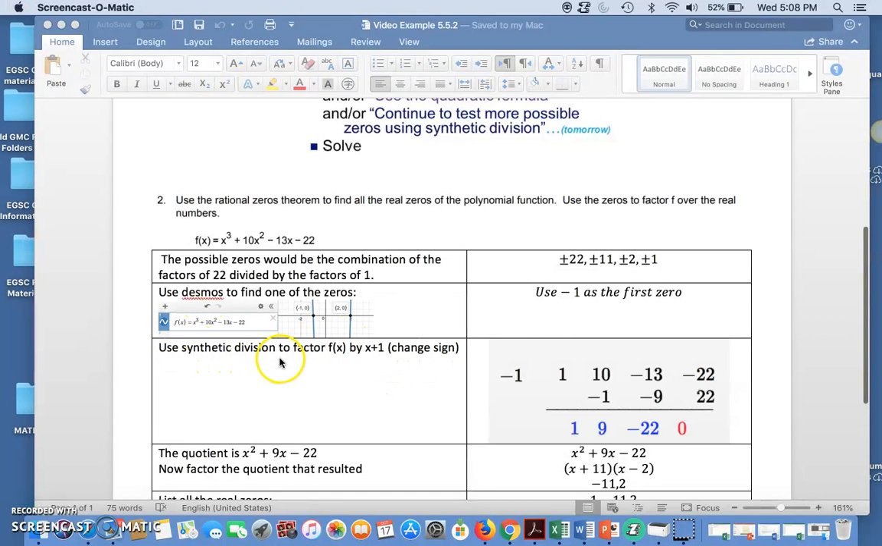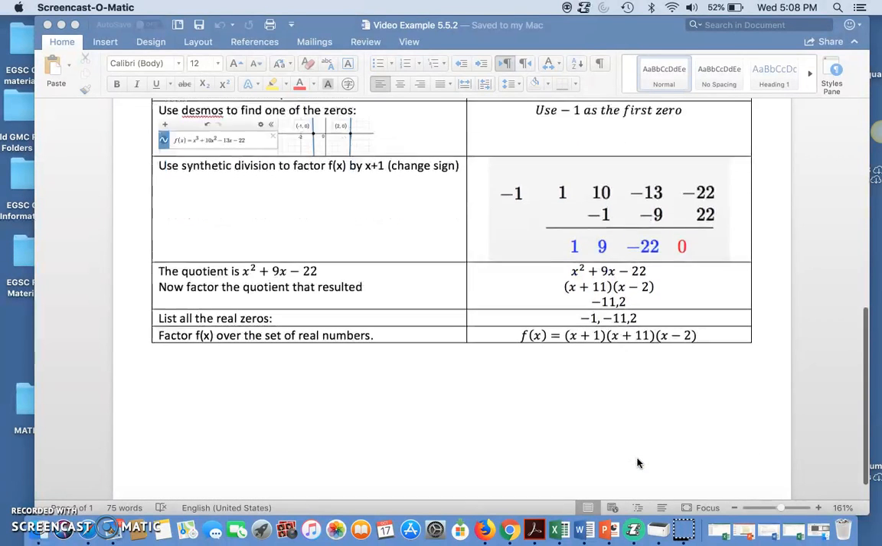So really you're using the factor x plus 1. You're changing the sign to a -1. The zero and the factor have a sign change. So I use synthetic division and notice I come up with 0. So that means it went evenly. So what is left right here could be written as x squared plus 9x minus 22.